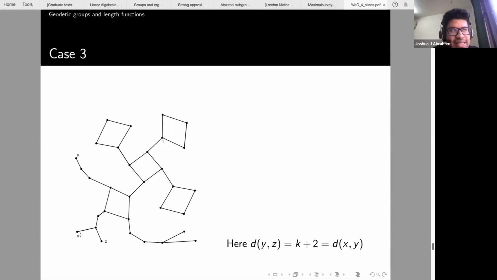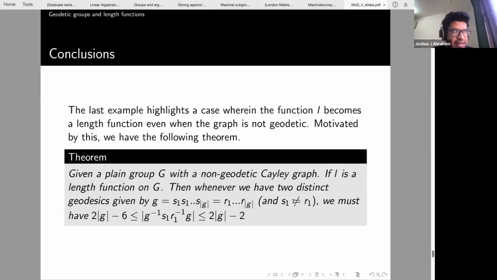So the geodesic from y to x is shorter than just going from y to 1 and 1 to x. It's much shorter because there's a shortcut like this. So this essentially causes the term d of x comma y to be larger in this case. So this proves that in some cases, even when you have a non-geodetic Cayley graph, the function that we defined can turn out to be a length function. So this motivates the next theorem.